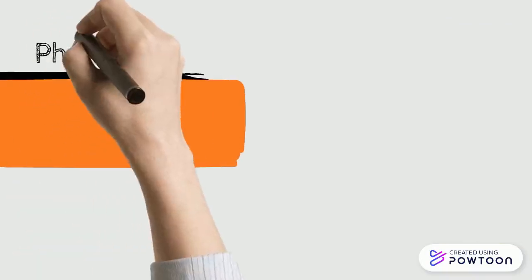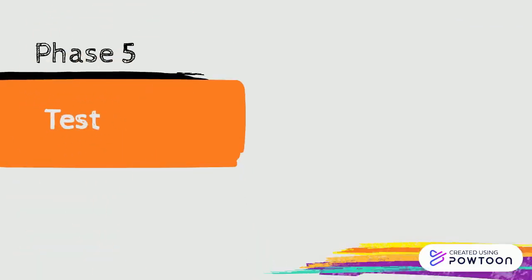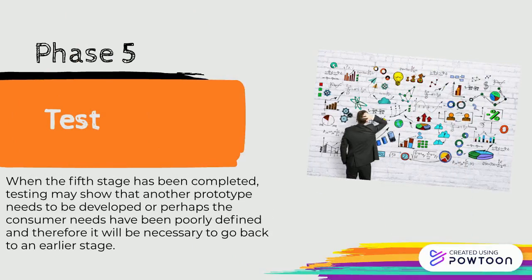Once the prototype is delivered, it's necessary to analyze how users interact with it. Therefore, when the fifth stage has been completed, testing might show that another prototype needs to be developed, or perhaps the consumer needs have been poorly defined, and therefore it will be necessary to go back to an earlier stage.